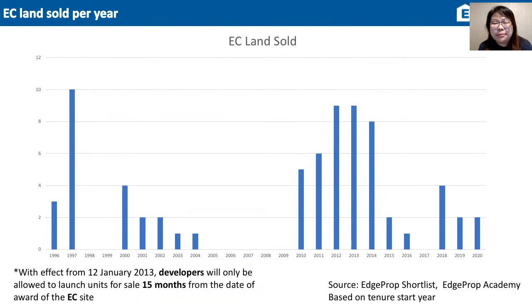But if you notice from 05 onwards, in fact the last 2 years, the number of EC land that is being sold tapered down. Last year and also this year, only 2 lands were sold for EC. That means the government has chosen to reduce the supply.